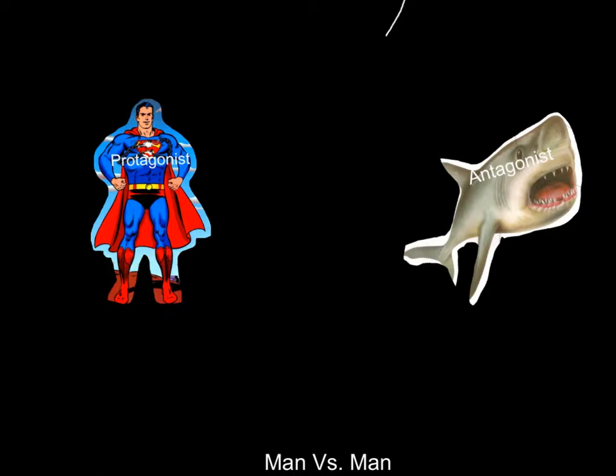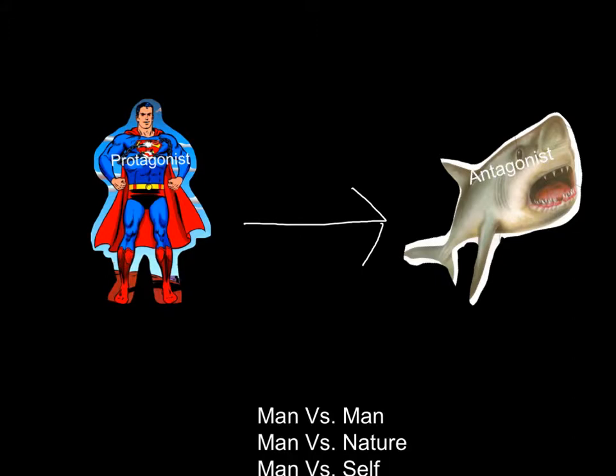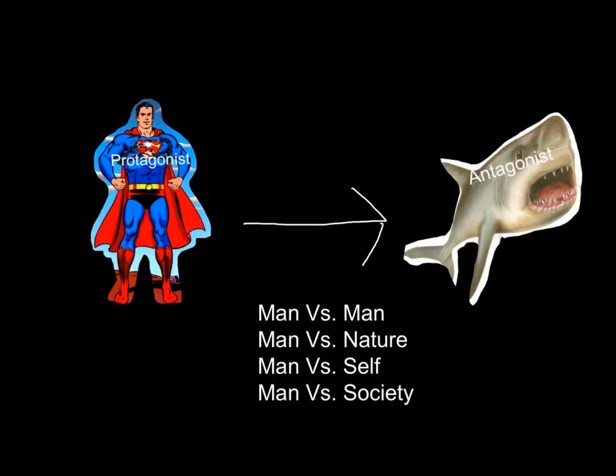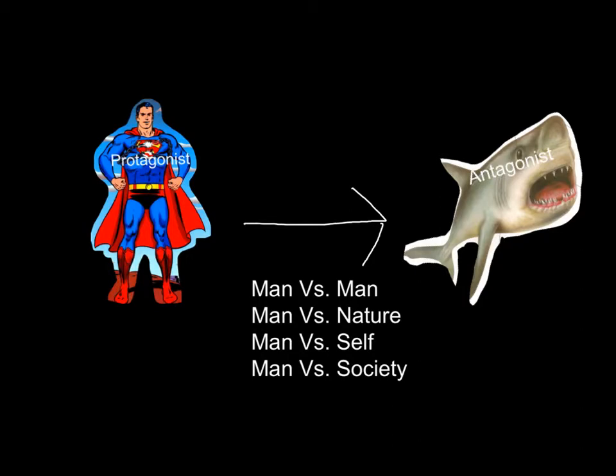There are several different types of conflict, including man versus man, man versus nature, man versus self, and man versus society. Sometimes there is more than one antagonist in a story, representing more than one type of conflict.